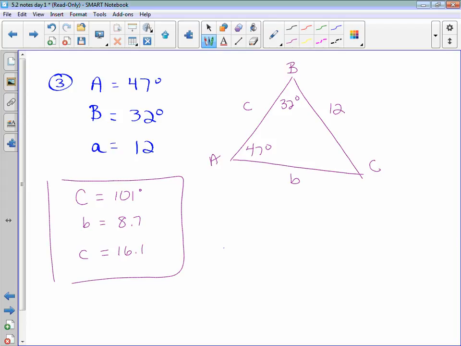In your packets, there is homework 5.2, day 1. That's what you should be doing for homework. All right, so homework 5.2, day 1. Yes, front and back.